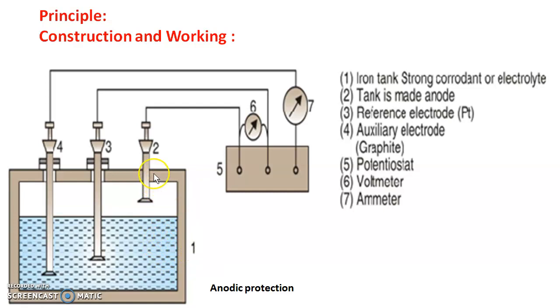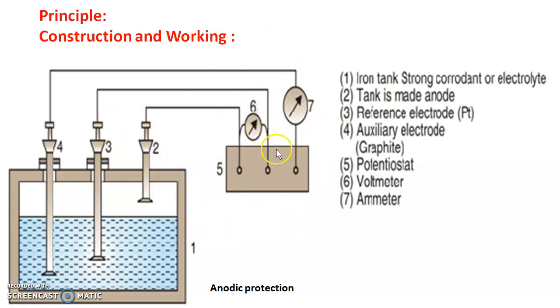Second, this tank is made the anode. Third is the reference electrode. Mostly platinum is used as a reference electrode in anodic protection. The fourth one is the auxiliary electrode. Graphite is used as the auxiliary electrode in anodic protection. The fifth one is the potentiostat. The sixth one is the voltmeter, and the last one is the ammeter. So this is the simple diagrammatic representation of anodic protection.